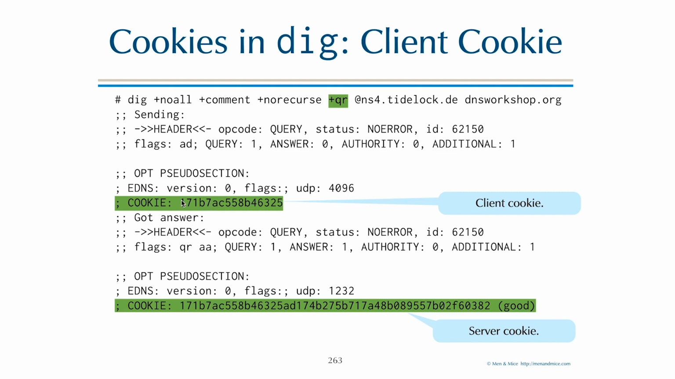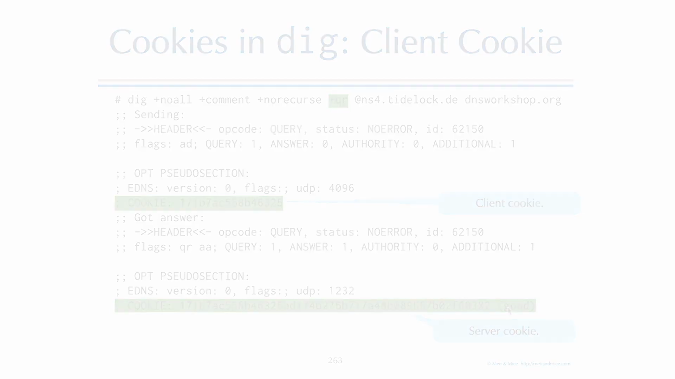Based on this client cookie and the IP address of the client and on the server's secret, the server generated this server cookie, and part of that, right up to here, 46325, is the client cookie. So the client sees itself and says, ah, that's valid. That's why it keeps saying good, good, good.